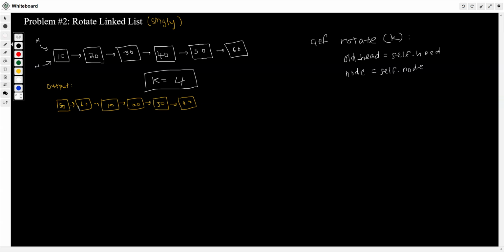And then we're going to iterate, or not, we're going to traverse. I can't say that word. It's not my first language. Traverse.